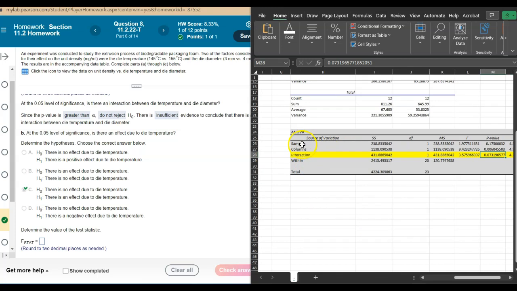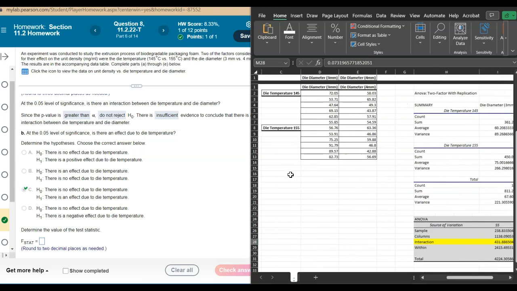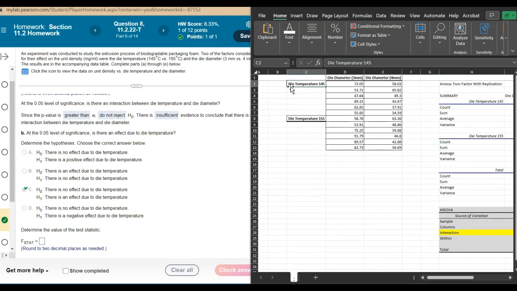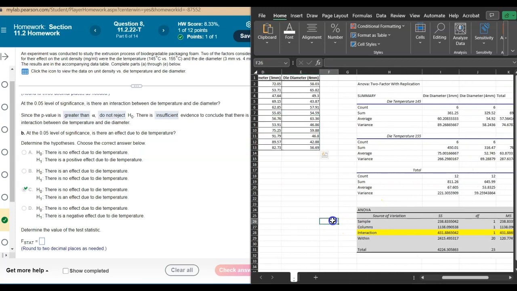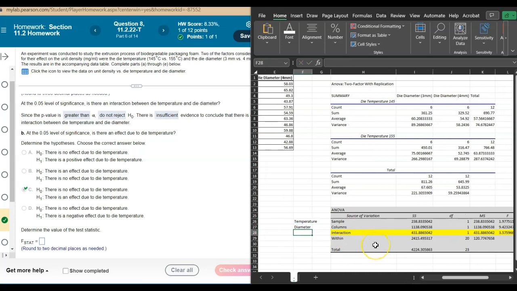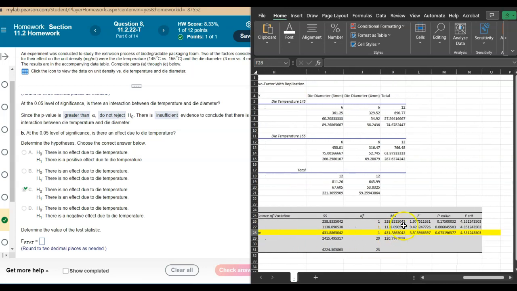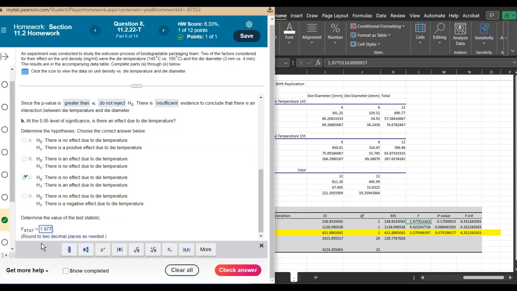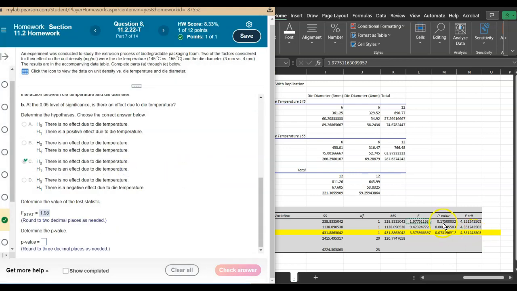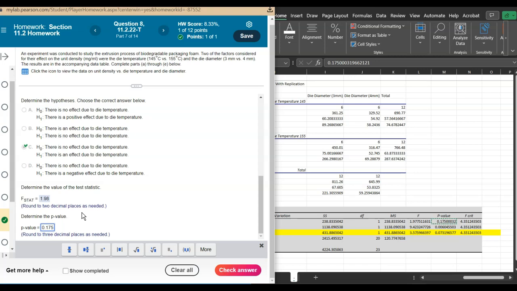So always remember that the sample is basically the rows, all right? And what we have on the rows in the table is temperature. Do you see the first row and the second row? We consider everything in here as one row, and everything in here as the second row. So for the sample, this is the temperature, and the columns are going to be the diameter, right? So again, we're going to go to the sample, grab the F value, copy it and paste it, round it to 2 decimal places. The p-value is the same thing, and you want to round it to 3 decimal places, should be fine.